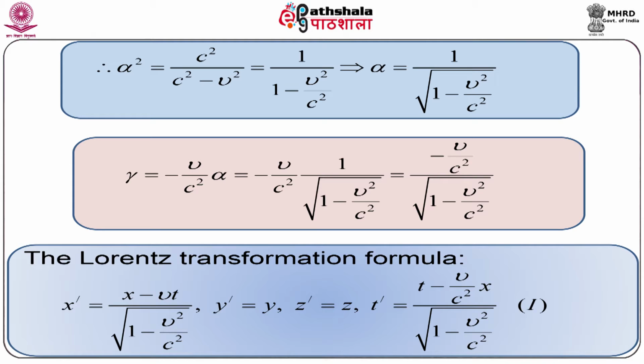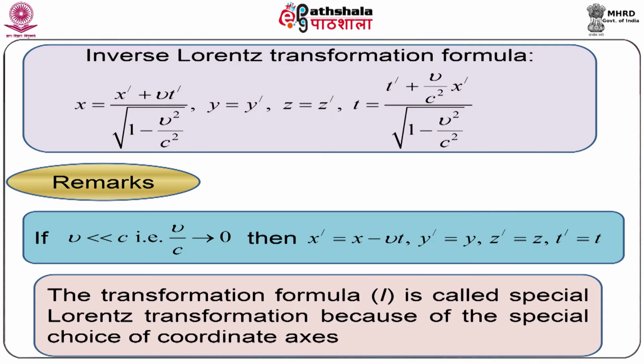The Lorentz transformation formula 1 is called the special Lorentz transformation because here we have used a special type of coordinate axes, wherein the two frames have the same x and x dash axis, that is, the x axis of frame S and the x dash axis of frame S dash are coinciding, while the y and y dash axes are parallel to each other. Similarly, the z and z dash axes are parallel to each other. That is why we have used the word special.